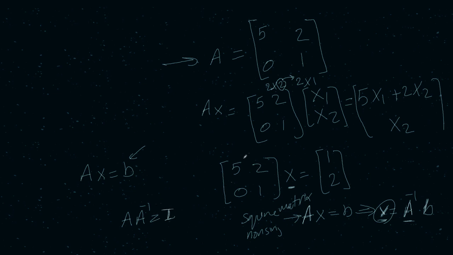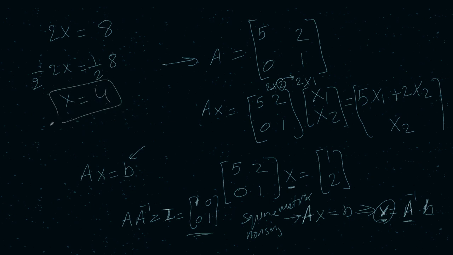In a 2 by 2 matrix, the identity matrix is actually 1 0 0 1. This is called the identity matrix. It is very similar to the scalar case. For example, if you have 2x equals 8, how do you find x? You can find x by multiplying both sides by the multiplicative inverse of 2, which is half. Then we have half times 2x equals half times 8, so x equals half times 8, which is 4. This is the scalar case.